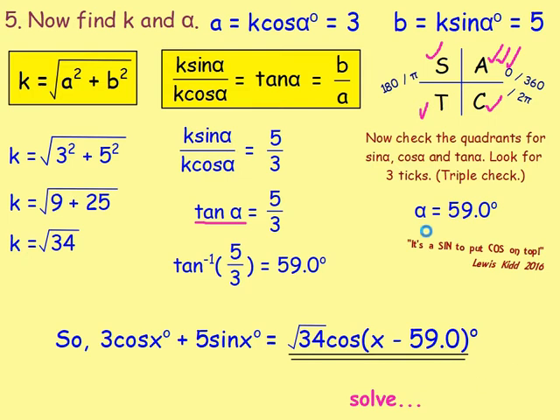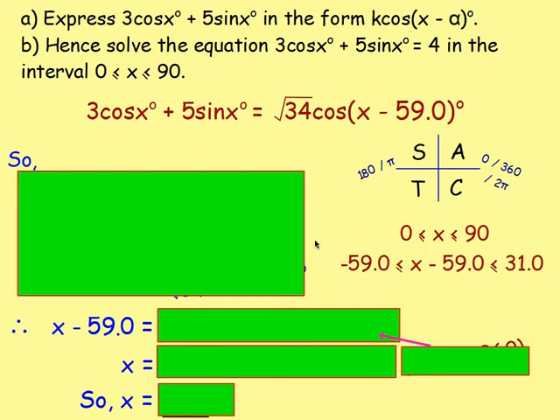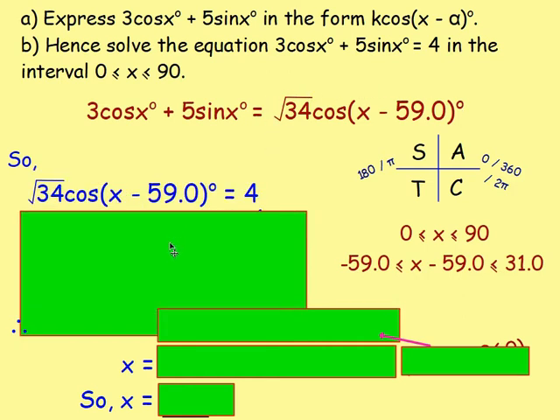After that, we then have to solve it. So hence solve the equation 3 cos x plus 5 sin x equals 4. We know first of all that we had the 3 cos x plus 5 sin x written in this form. That is what we were doing for part A. So we know then that if this is equal to 4, then this part here will also be equal to 4.